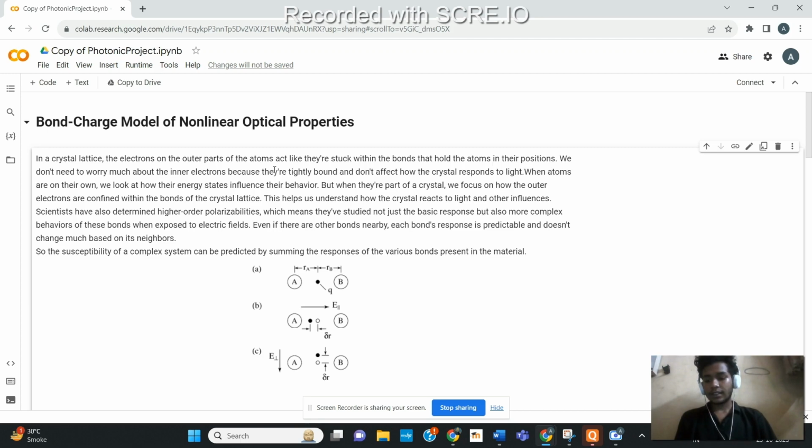So, the susceptibility of a complex system can be predicted by summing the responses of the various bonds present in the material, taking proper account of their orientation. Hyperpolarizabilities can be determined either experimentally or by one of several different theoretical approaches.